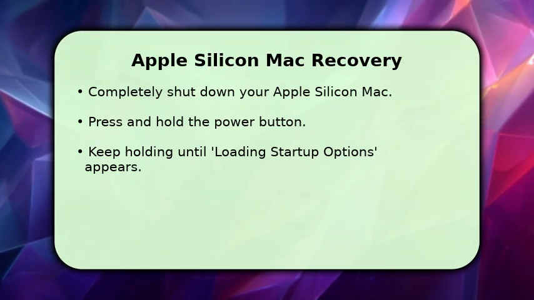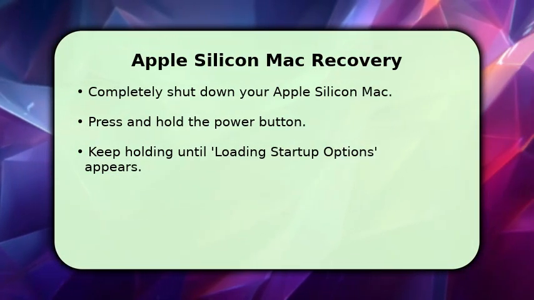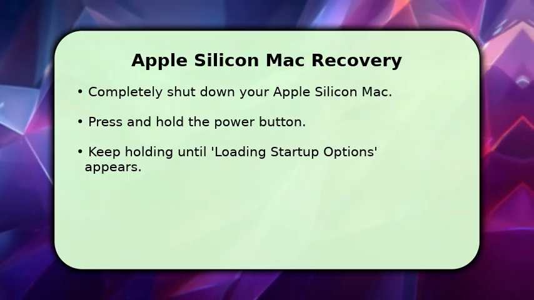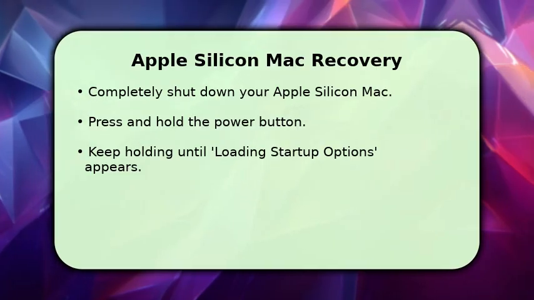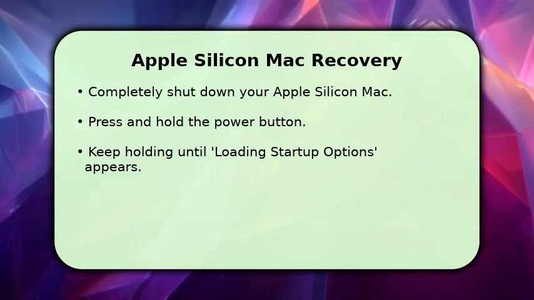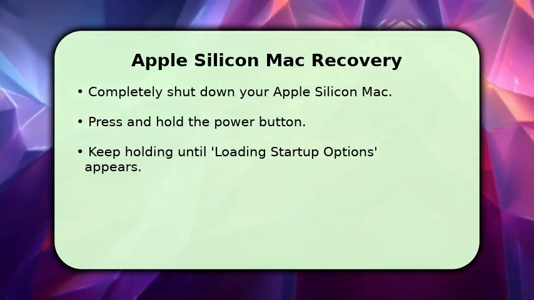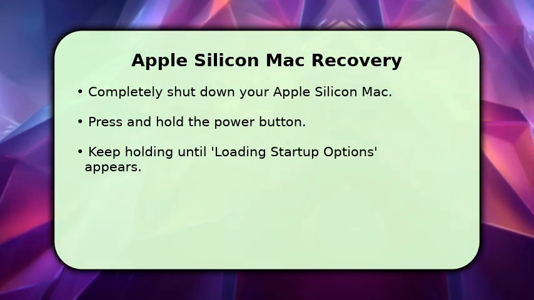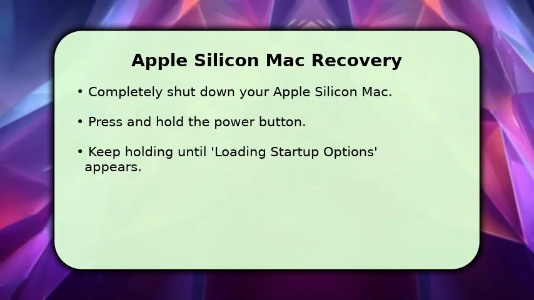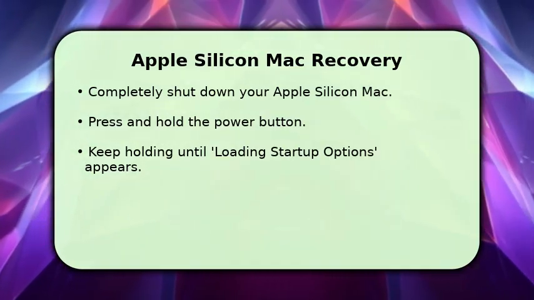If you have an Apple Silicon Mac, like those with M1, M2, or M3 chips, the steps are a bit different. Start by ensuring your Mac is completely shut down. Then, press and hold the power button. Keep holding it down until you see loading startup options on your screen. From there, click on Options and then continue to enter recovery mode.